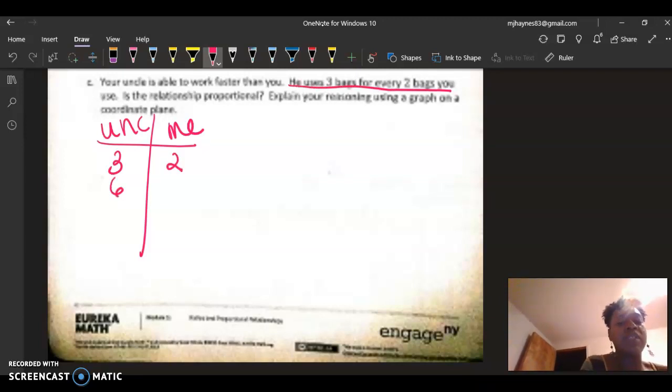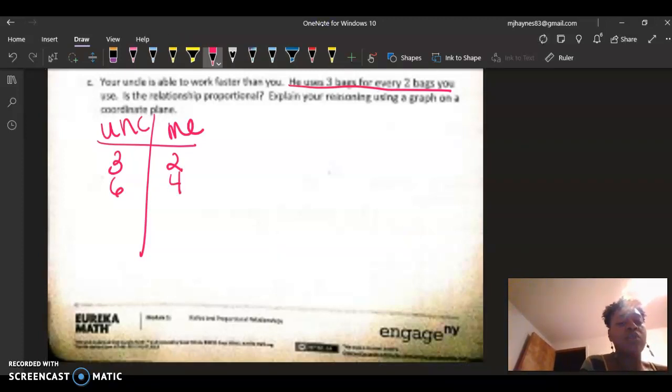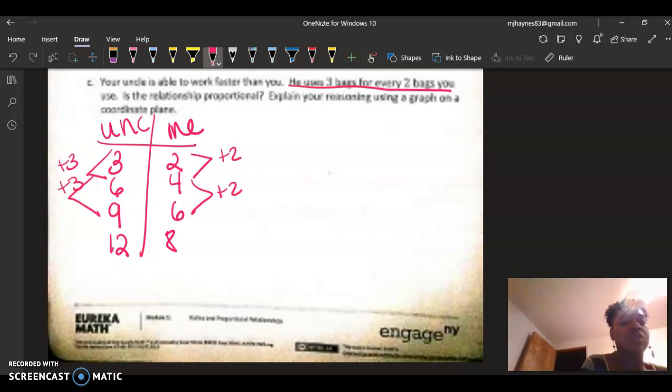Another 3 for Uncle will make 6. Another 2 for me will make 4. Another 3 for Uncle will make 9. Another 2 for me will make 6. Another 3 for Uncle will make 12. Another 2 for me would make 8. So this is increasing by 2. And this is increasing by 3s. Because that's what Uncle's doing.